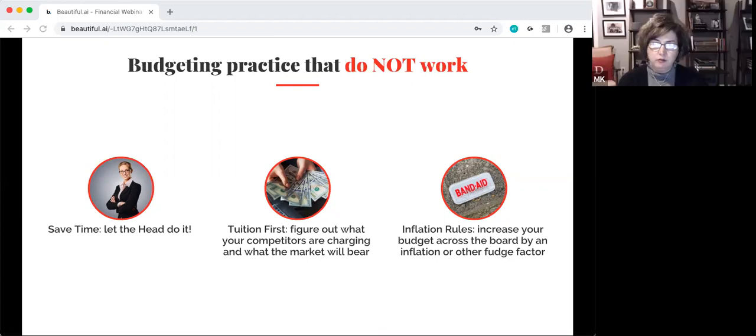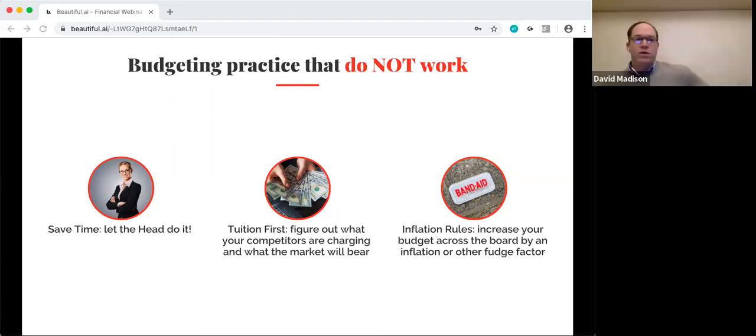Correct. One comment about inflation too. I ran across a really interesting study about the role of inflation in tuition conversations, and it was an economist looking at manufacturing industries compared to service industries or industries like education, where they're so based on people.